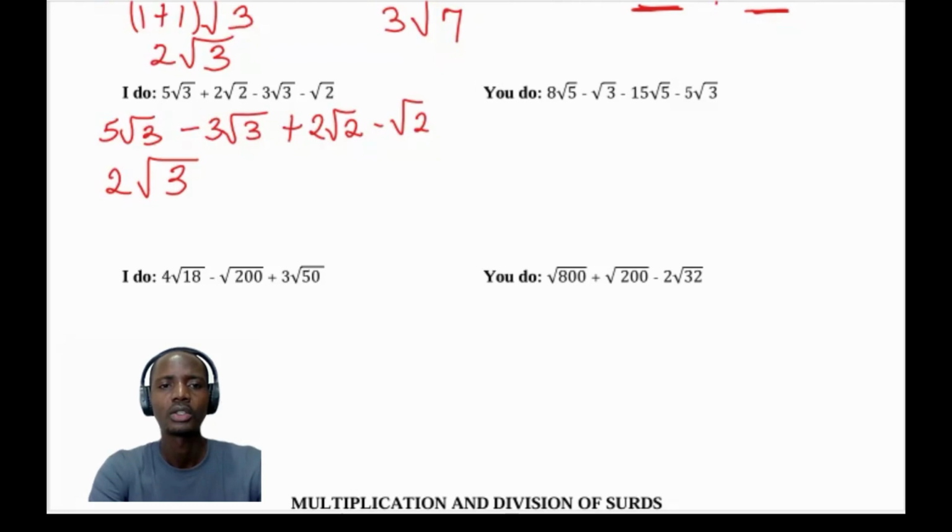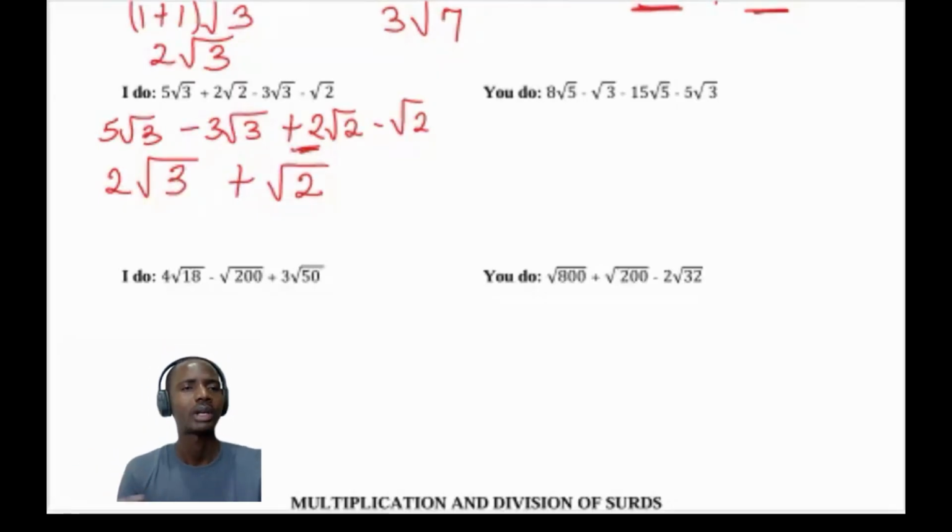Now what about this? Pay attention to the sign. Plus 2 minus, now this is like saying minus 1. There's an invisible one actually. So we have a minus 1 root 2. So if we do that, 2 minus 1 is 1. So that's plus 1, but we do not write the 1. So plus 1 root 2.